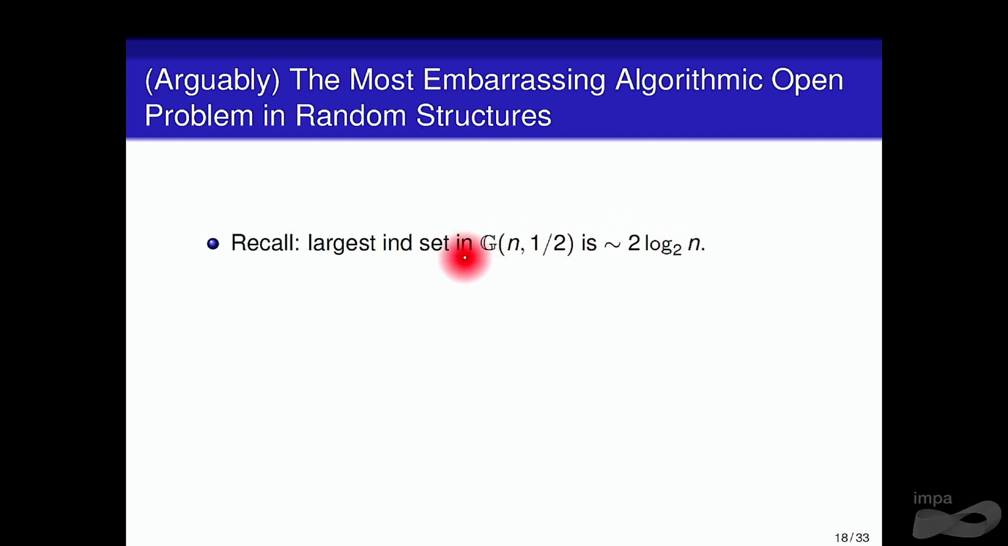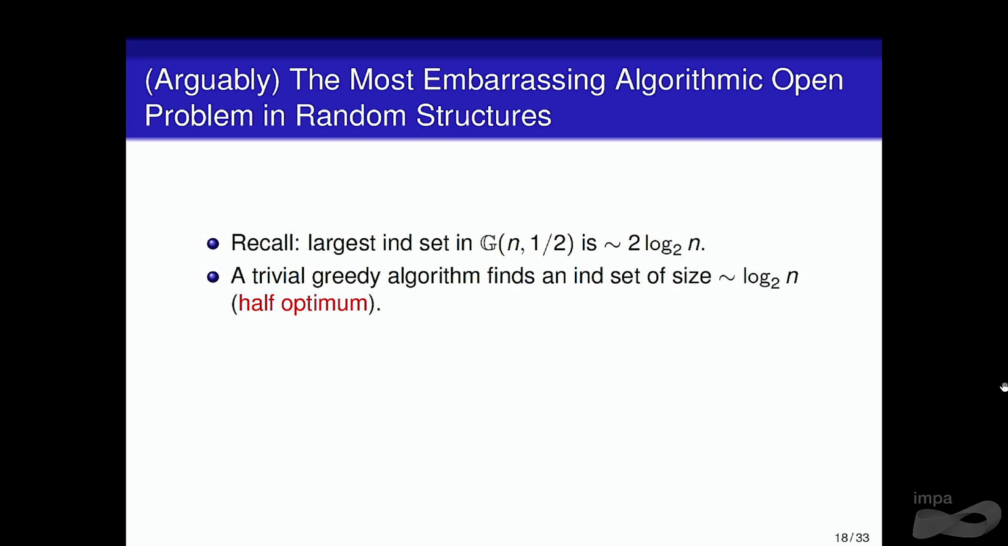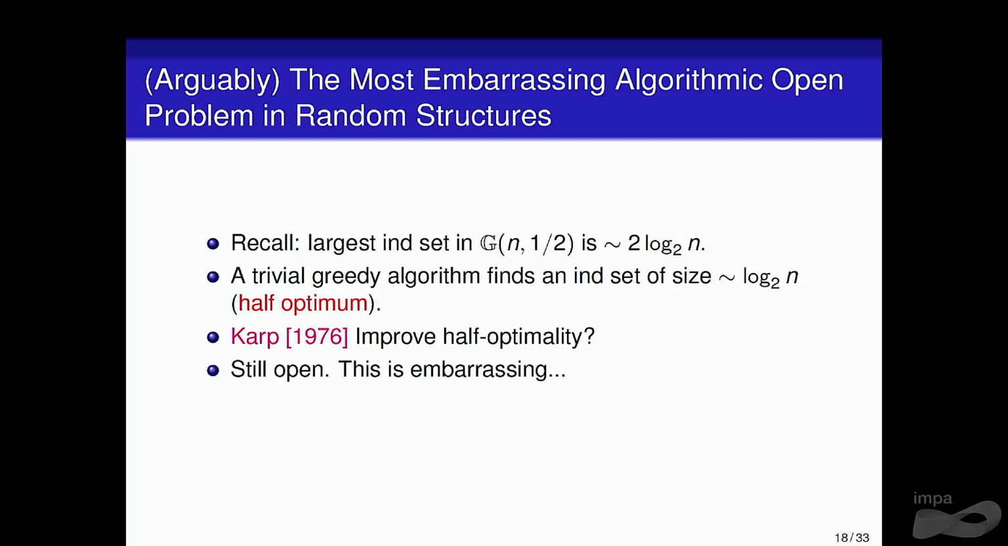In this graph, back to dense Erdős-Rényi graphs, the largest independent set, as I said, is 2 log n. But the best algorithms give you only half of that. This was observed by Karp, who introduced the dumbest algorithm you can imagine for this problem. It's a very naive, greedy algorithm that does sequential selection, one by one, and gives you half optimality, and nobody was able to improve since then.